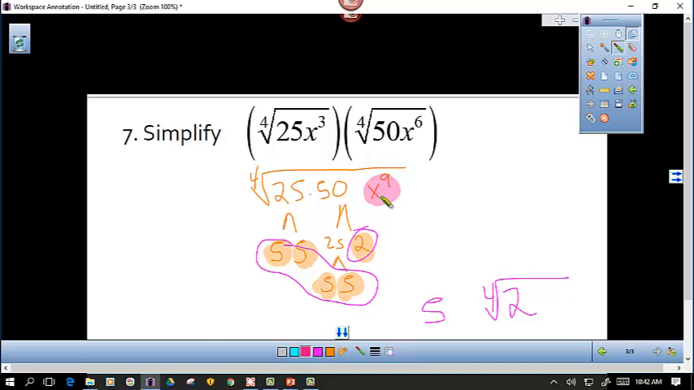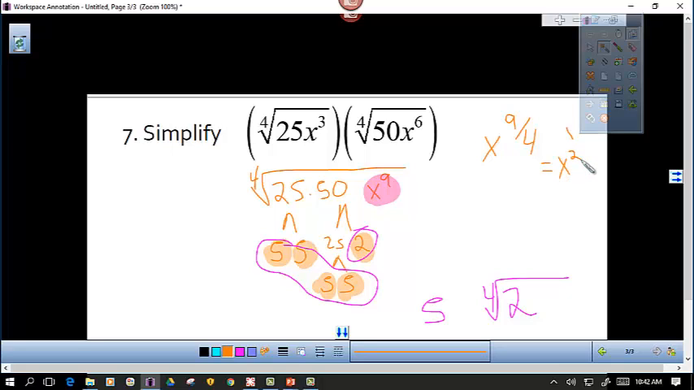So now I'm going to deal with the variables. So I have my x to the 9th right off to the side, and I divide it by the index, which is 4. In this case, I get x squared because 9 divided by 4 gives you 2, and there is a remainder of 1x. So that means that remainder goes underneath the radical, and the x squared comes outside. And that is your fully simplified form.